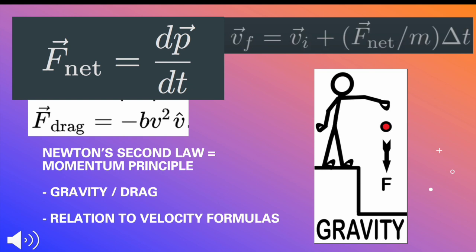drag. The most important principle that we will mention in this lab is Newton's second law, which you can see the various derivations of the equation above. F net equals the change in momentum over time, and then you have the velocity update formula in terms of F net. And in this lab specifically, we'll talk about two other forces, which are the force of drag, which can be air resistance, and the constant force of gravity that pulls objects down.